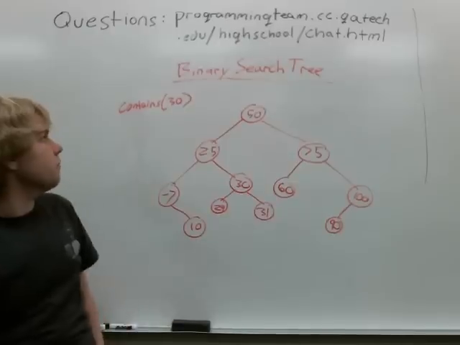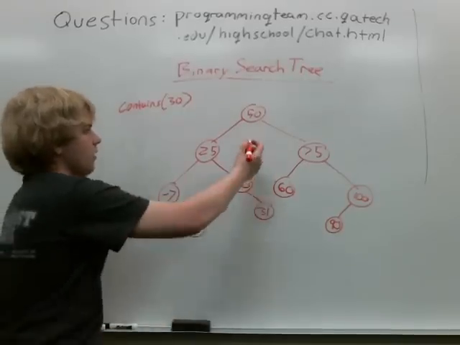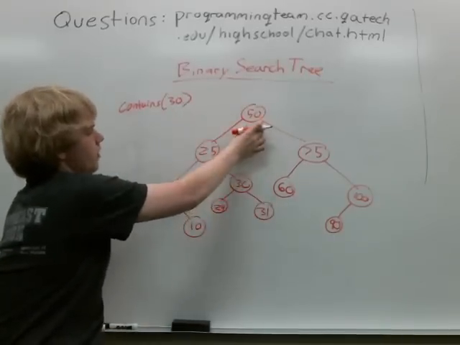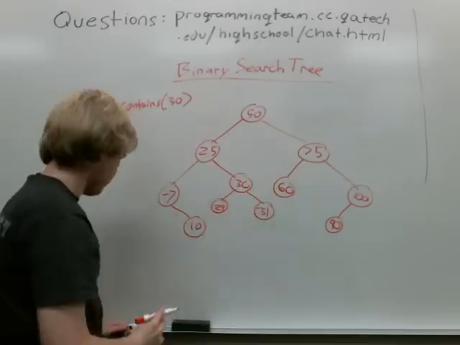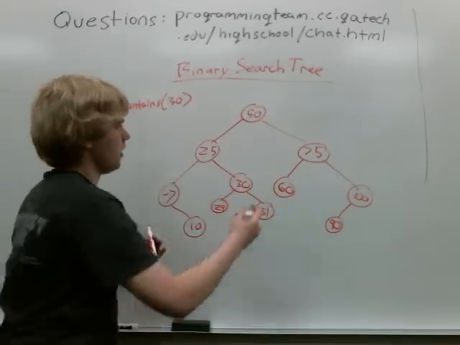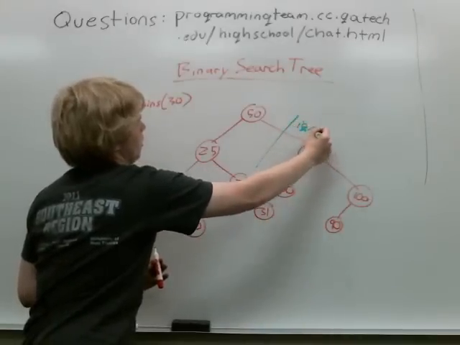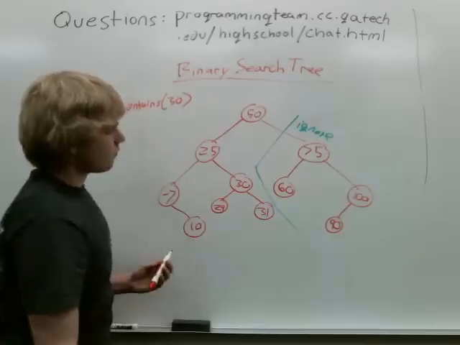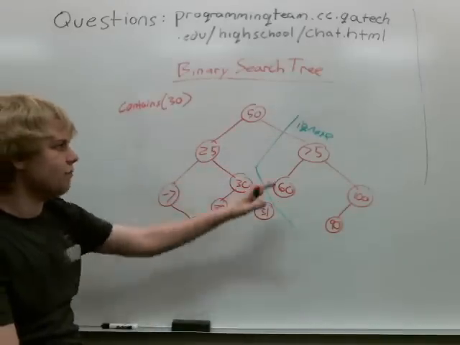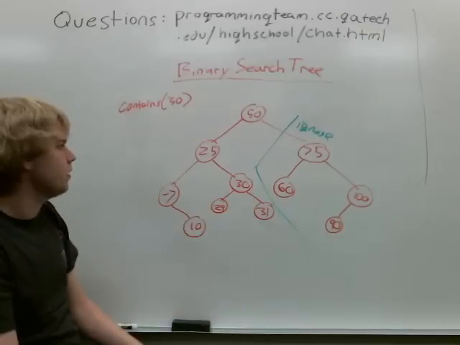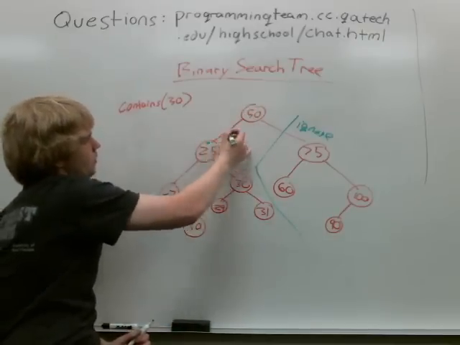With a binary tree, however, as long as it has this nice structure and is sort of balanced, we can compare this 30 to the 50 and say, okay, 30 is less than 50. So now we don't have to consider any of this. We can ignore all this stuff. Because we know that 30, if it's in the tree, can't be on this side because it's not larger than 50. So we were at 50, and now we're at 25.